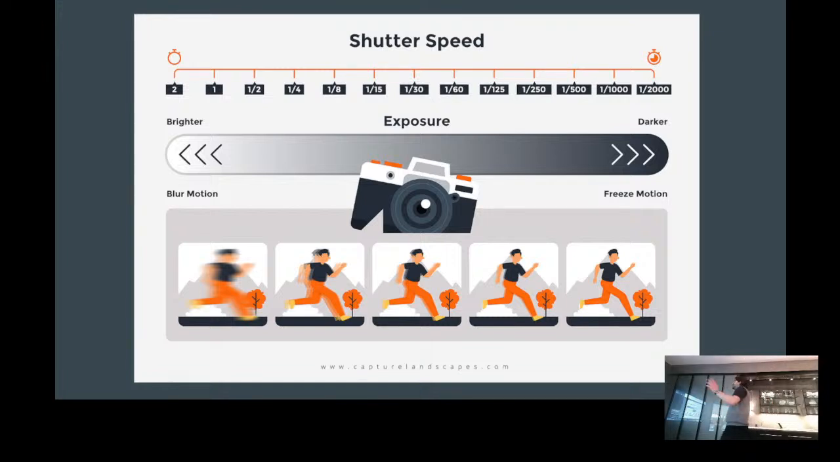So other things to keep in mind with shutter. The bigger the number, the faster the camera's going. The lower the number, the slower the camera is going. When it comes to taking photos really fast, we're going to have a darker image overall.